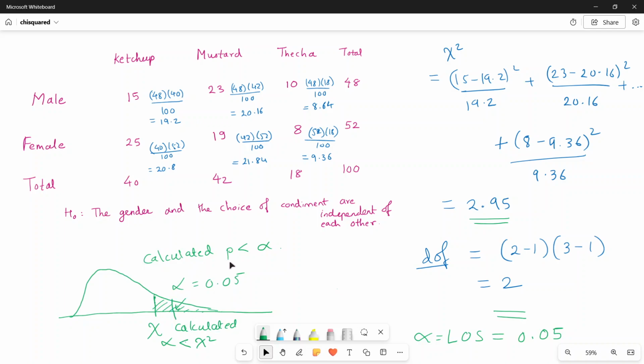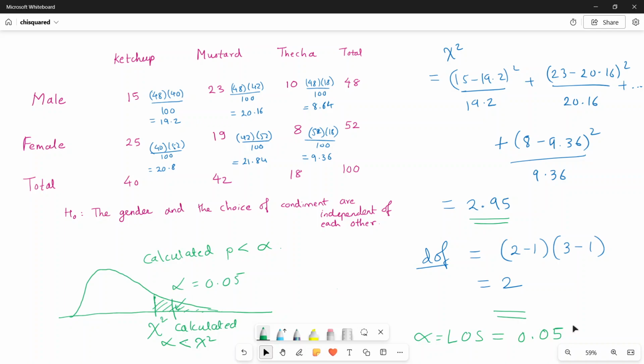So if the calculated p-value is less than the alpha value, that is level of significance, or if the calculated chi-square value is greater than the critical chi-square alpha value, in that case, what we say is we can reject the null hypothesis. Now, for the sake of this example, let's assume that alpha, that is the level of significance, is 0.05.